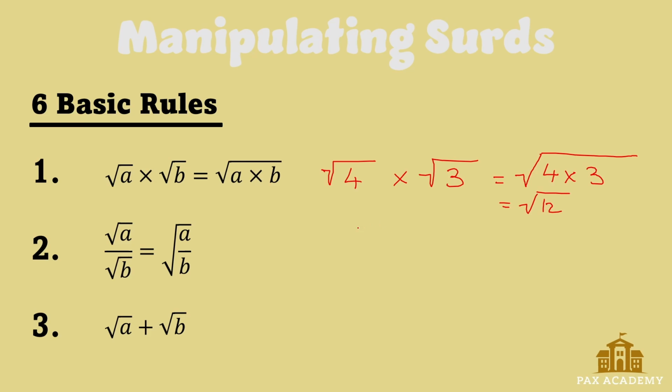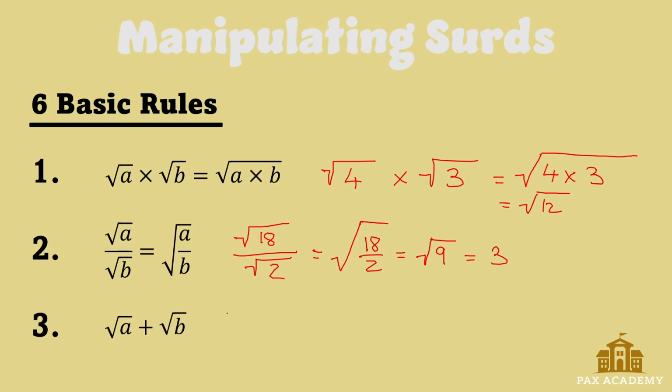Now the second rule is that the square root of a divided by the square root of b is equal to the square root of a divided by b, okay? So say for example we have the square root of 18 divided by the square root of 2. Then we can rewrite this as the square root of 18 divided by 2. Then again, if we simplify, 18 divided by 2 is 9. So we get the square root of 9, and we know that that's 3. Excellent.